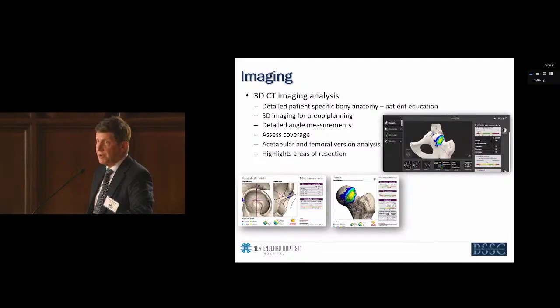Three-dimensional imaging, we talked about this a few times, is very important, particularly in this setting. You want to have acetabular and femoral version, and ideally also look at tibial torsion. So this is for surgical decision-making, not necessarily for planning.